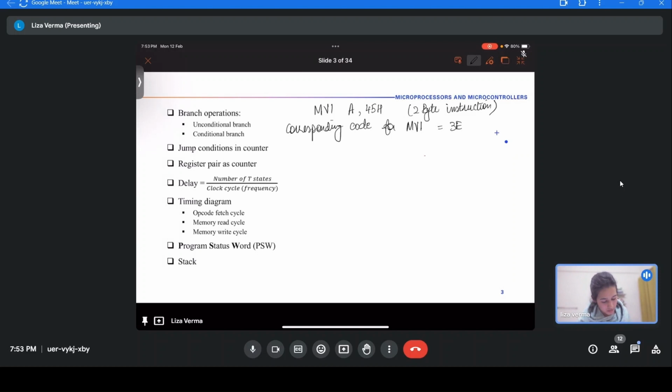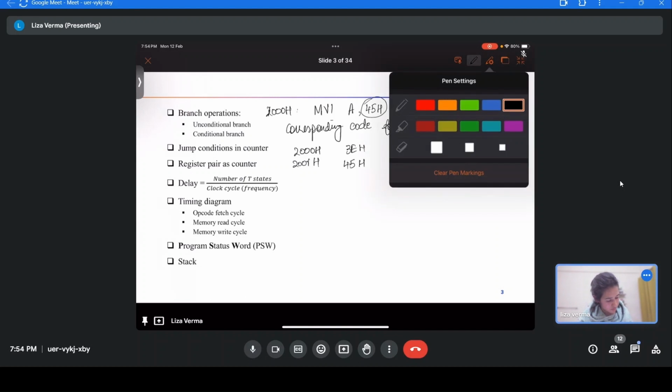So, if this is placed at some 2000 address location, what will be the actual structure of the program? At 2000, you will be having this MVI code, which is 3E, and at 2001, you'll have this 45. And remember that both of these are hex numbers, right? This much is clear.